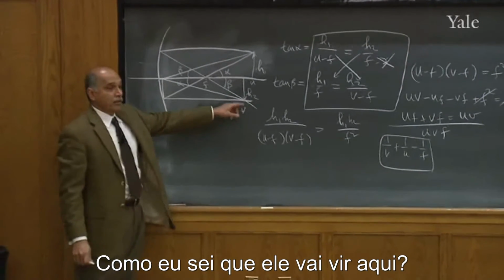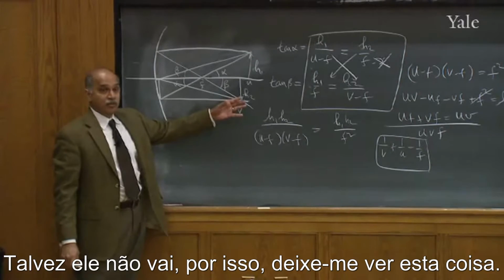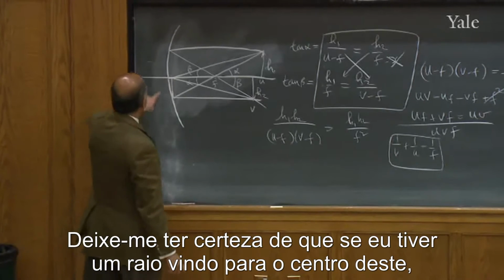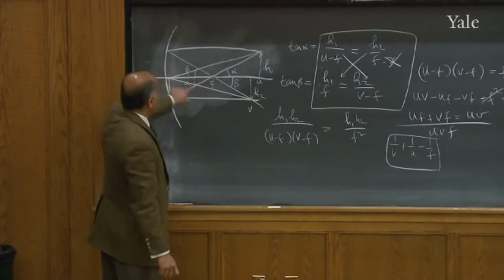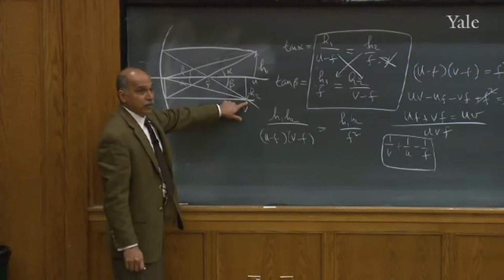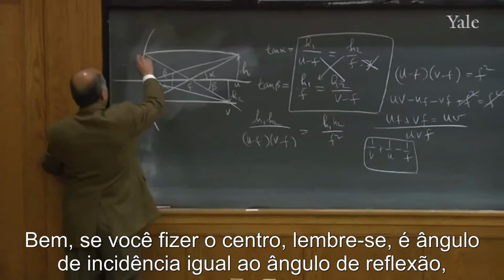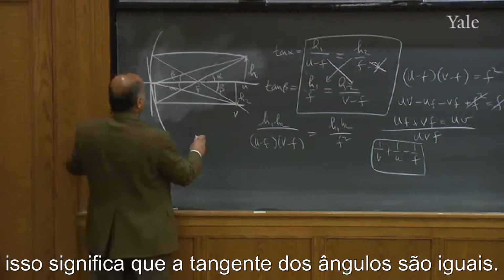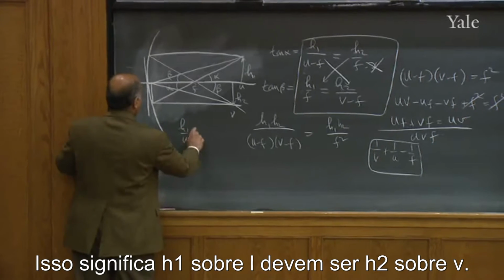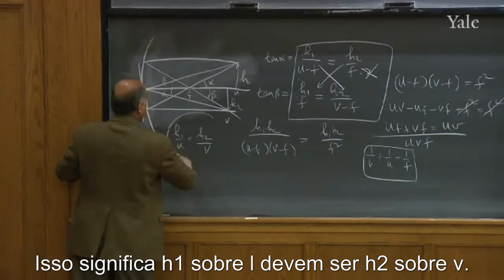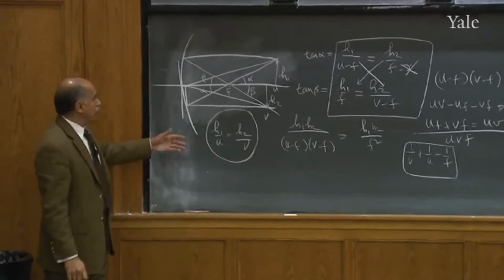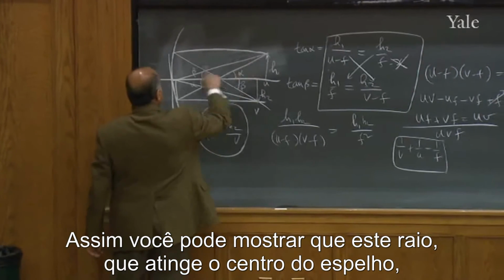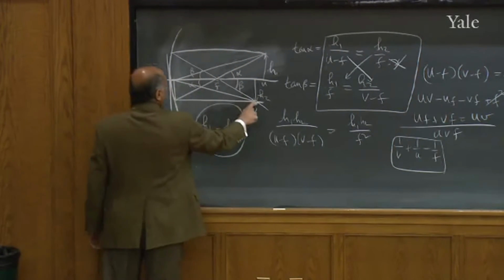How do I know it will come here? A lot of pictures show you that coming here, but should it come here? Maybe it won't. So let me check this thing. Let me make sure that if I have a ray coming to the center of this, it will also end up where the other two came. Well, if you do the center, you remember it's angle of incidence equals angle of reflection. That means the tangents of the angles are equal. That means h1 over u should be h2 over v. Luckily, that happens to be true, because h1 over h2 is in fact u over v. Thereby, you can show that this ray, which hits the center of the mirror, will also come to where the other one came.